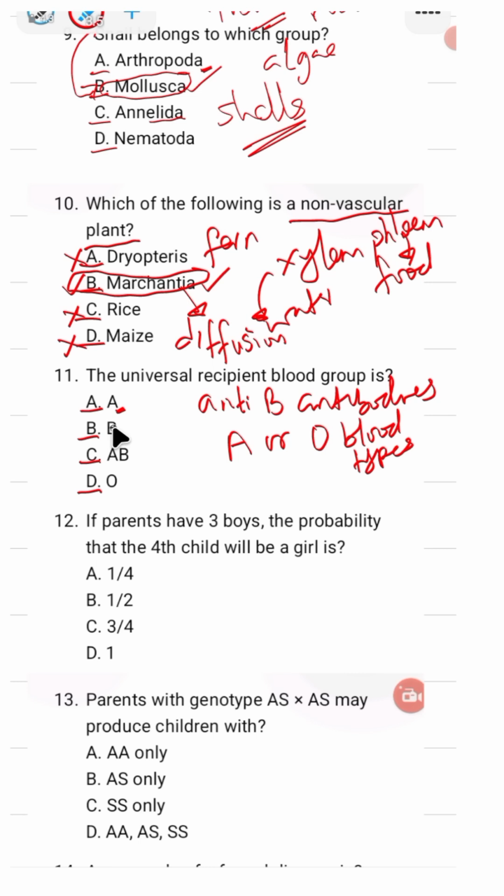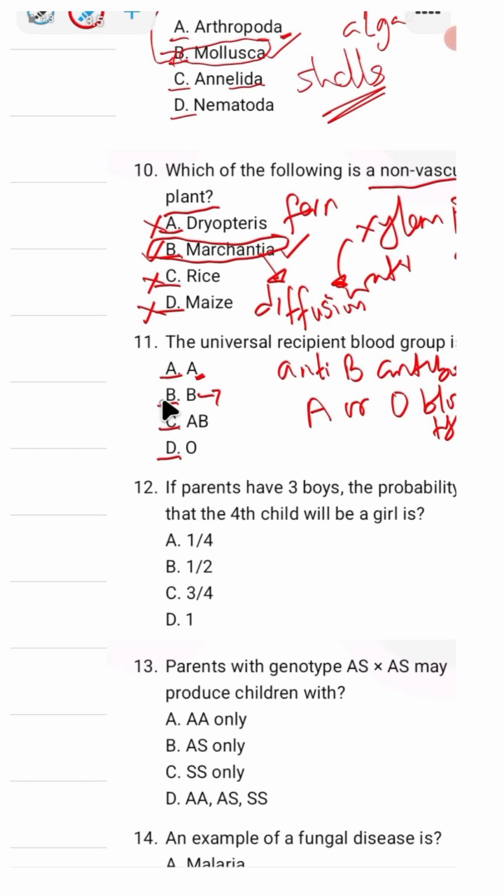Then for B, people with blood group B have anti-A antibodies. Let me write it here. People with blood group B have anti-A antibodies. So that means they can only receive from B or O blood.